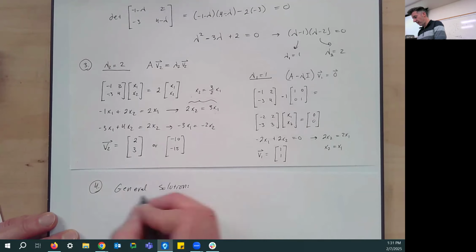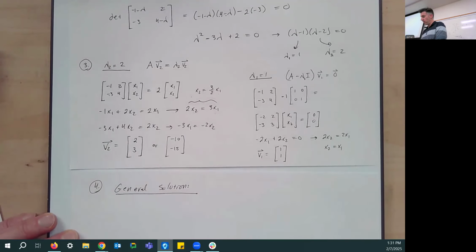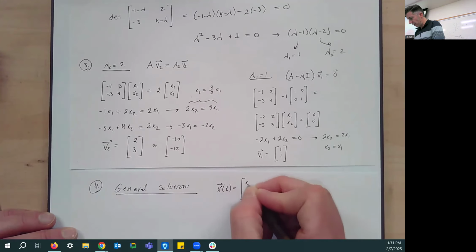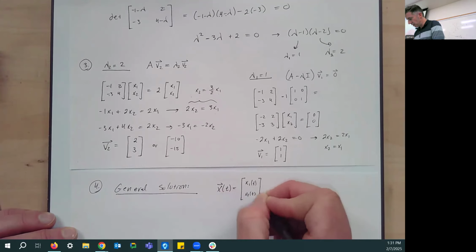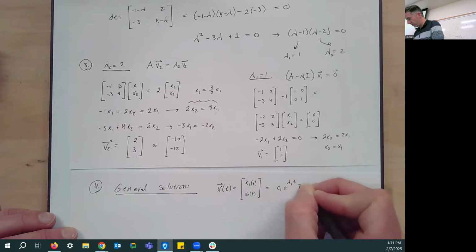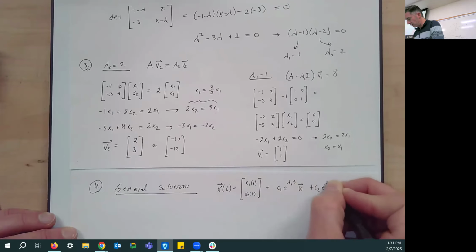I always like to write out the formula just because it helps me remember what's going on. So my general solution is that the vector x, which is really just the components x1 of t and x2 of t, is equal to c1 e to the λ1 t times v1 plus c2 e to the λ2 t times v2.